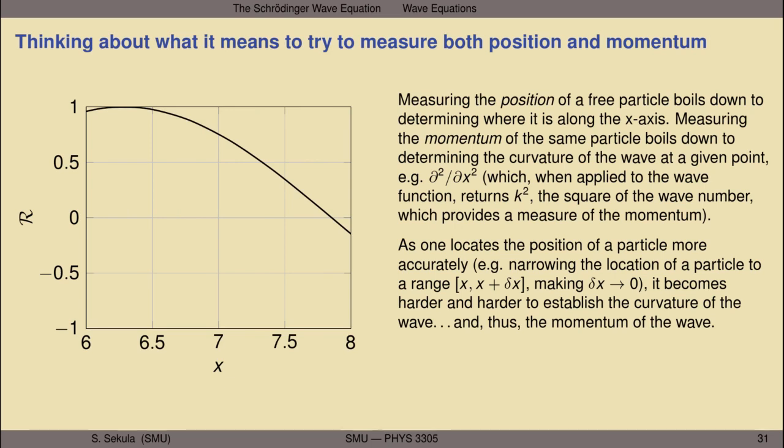I've zoomed in, localizing more in space where I want to see where the particle is, but in doing so, I've traded a lot of the curvature away in order to do that. It's getting harder to determine the wavelength of this wave, but you could still maybe do it. You've got a peak over here, and you can see how it's declining. There's lots of curvature to determine the momentum of this wave, but how about now?